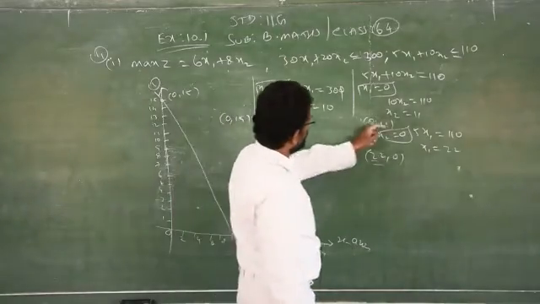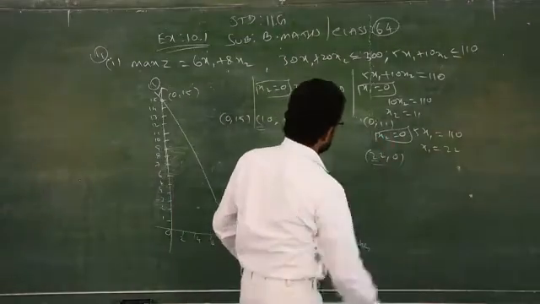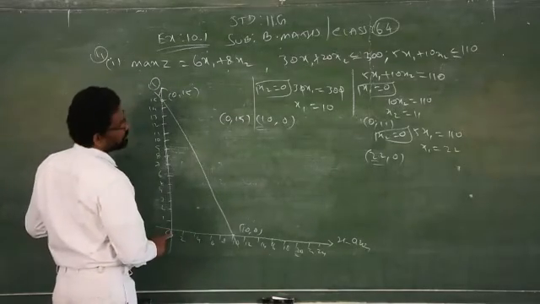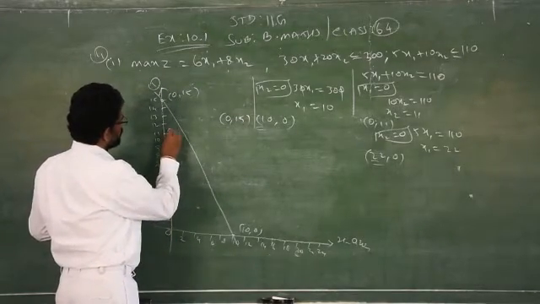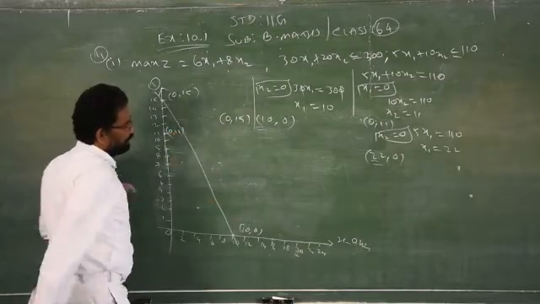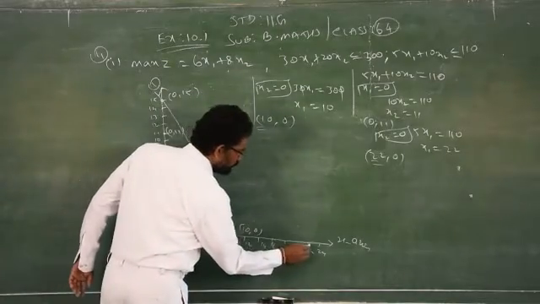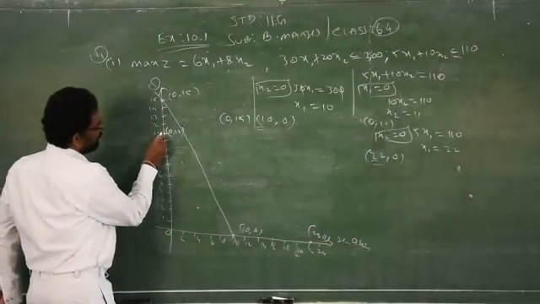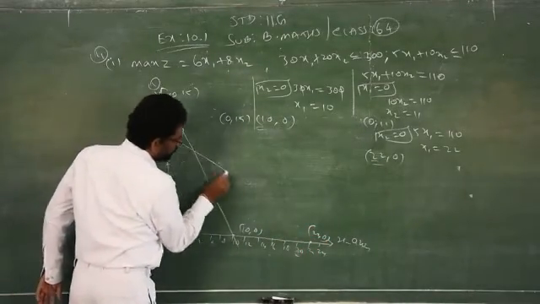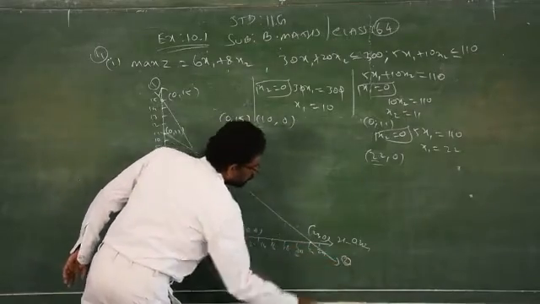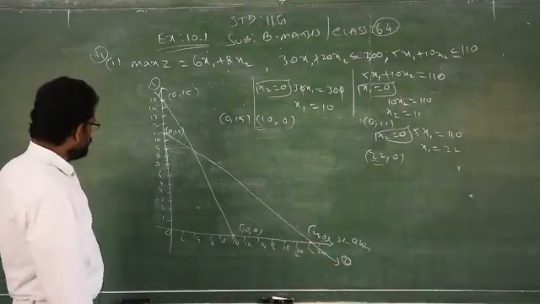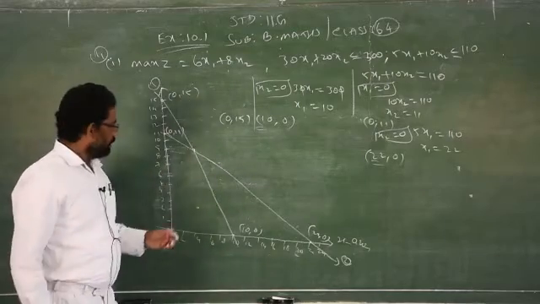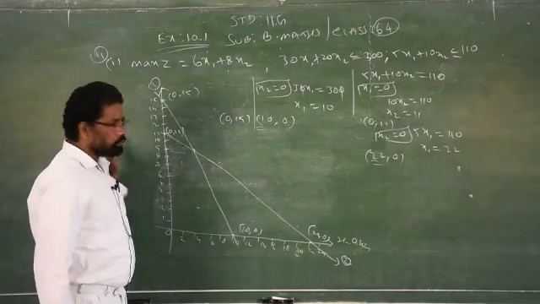Take the next one. What is the next pair? 0, 11 and 22, 0. So 0 to 11. X is 0, Y is 11. So 0, 11. Then 22, 0. So here is 22. So 22, 0. Just connect them using the scale. Clear? Equation number 2. So now you have to see the intersecting points, both on the x-axis as well as the y-axis.